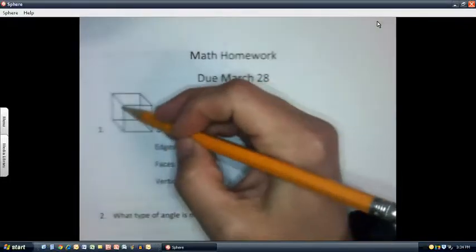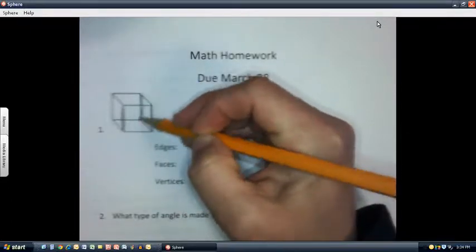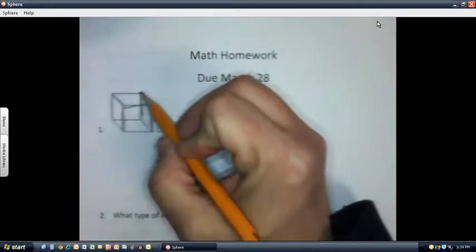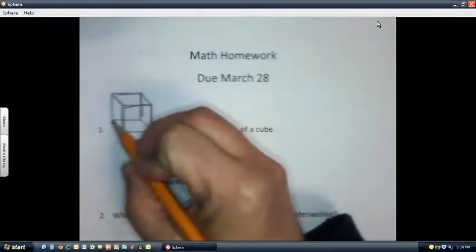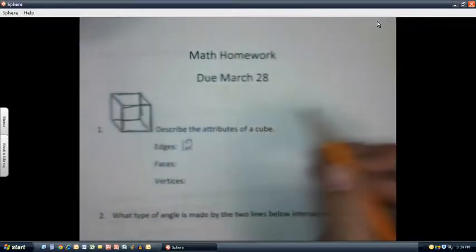Edges are where two faces come together. So I have 1 here, 2 here, 3, 4 going around. Then on top I have 5, 6, 7, 8. Then on bottom I have 9, 10, 11, 12. So I have 12 edges.